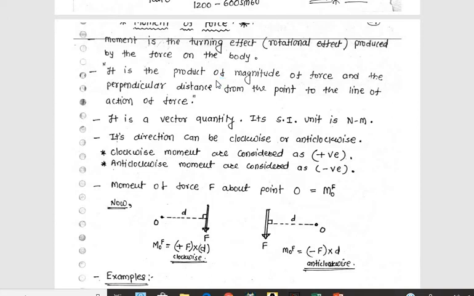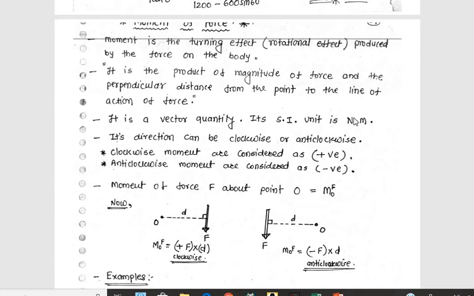Now, it is a vector quantity because it has magnitude as well as direction. Its unit is essentially Newton meter. It is because it is force into distance, therefore Newton meter, not Newton per mm. Most of the students are writing kilonewton per meter or Newton per meter like that. So remember that Newton per meter is the unit of uniformly distributed load. For moment it is always Newton meter, because force into distance.